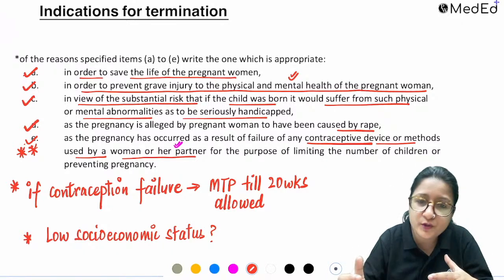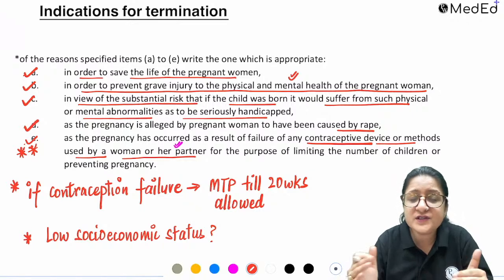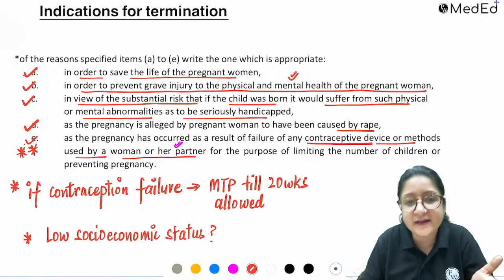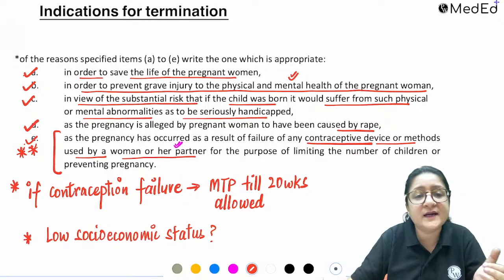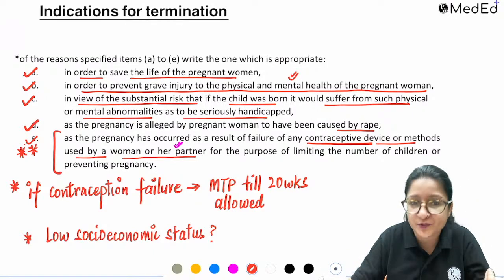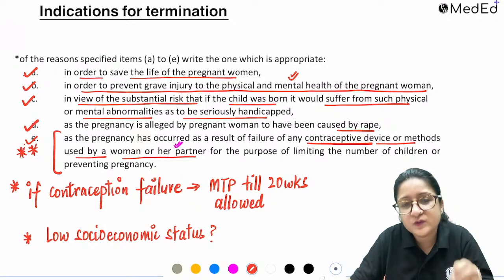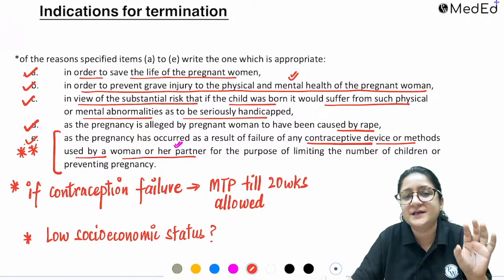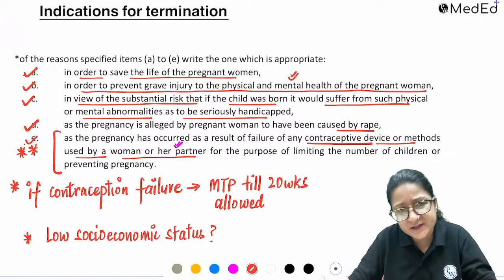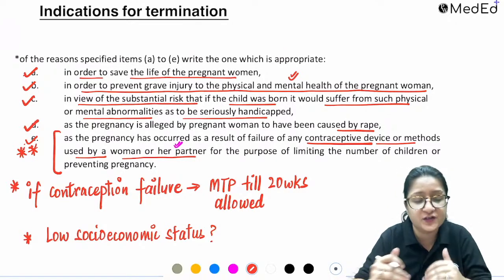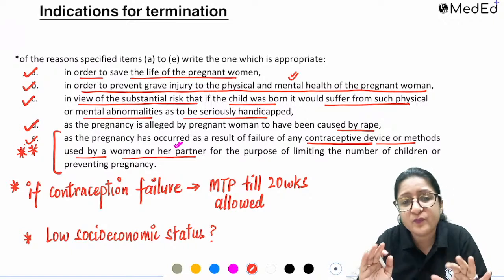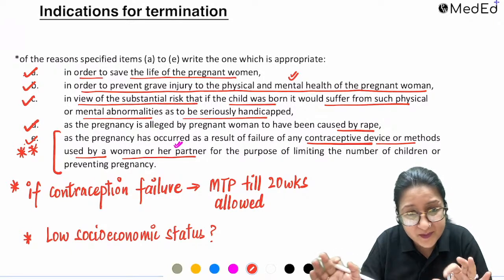So what do we generally do? If someone is of low socioeconomic status, she has to fit into one or the other criteria. Most of the times in clinical practice, she will fit into the criteria of failure of contraception. So let's say there is a woman who is of low socioeconomic status and she's with her husband and then some contraception failure happens, so we tick this indication. That is why I have put a question mark on low socioeconomic status.